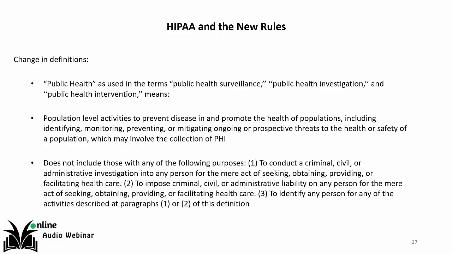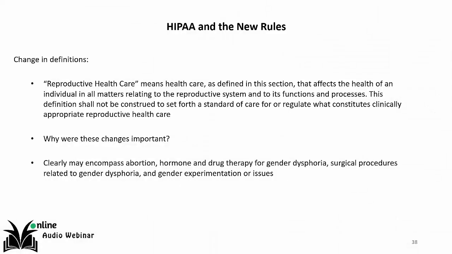It's a change in definition where public health, as used in the terms public health surveillance, investigation, intervention, means population, not individual, population level activities to prevent disease and promote the health of populations, including identifying, monitoring, preventing, or mitigating ongoing or prospective threats to the health or safety of the population, which can involve the collection of protected health information. And reproductive health care is not just about abortion. It means health care that affects the health of an individual in all matters relating to the reproductive system.